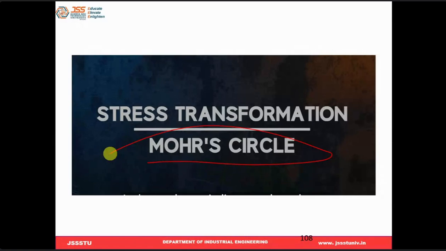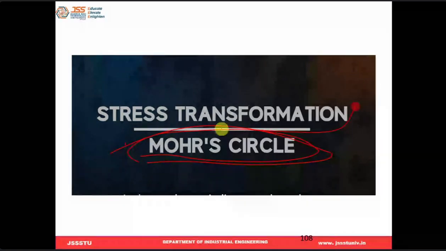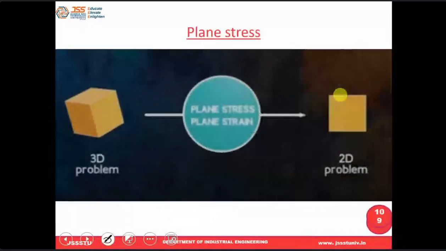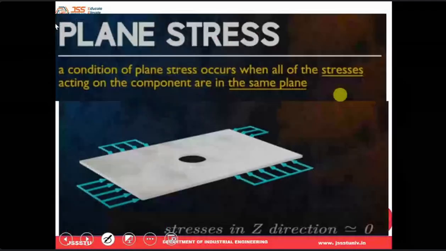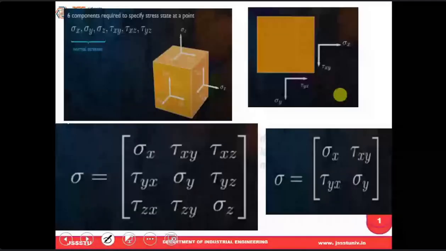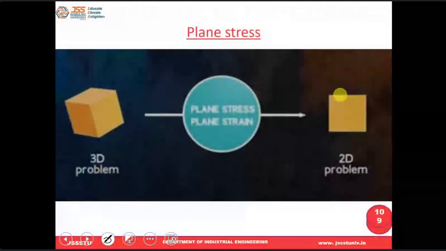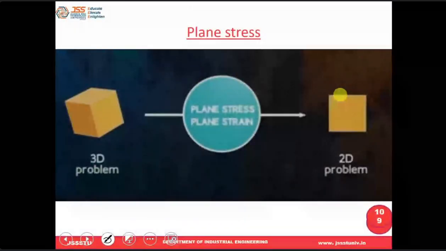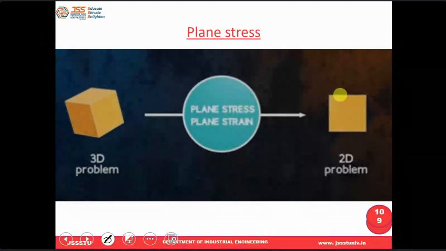Mainly Mohr circle we are going to take up, and it comes under the topic called stress transformation. We'll see first what stress transformation is, and before that, we're going to take up what plane stress is. This is very important because every design you have done, the entire DME, deals with plane stress. So first let me explain here.